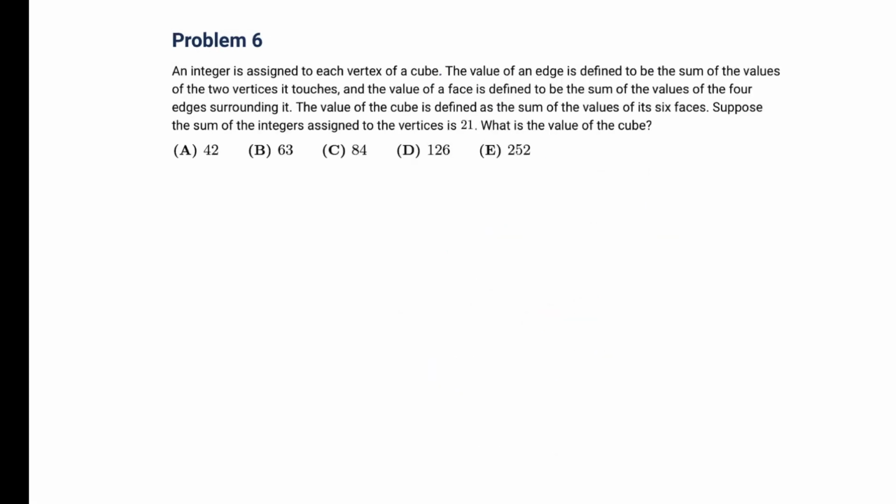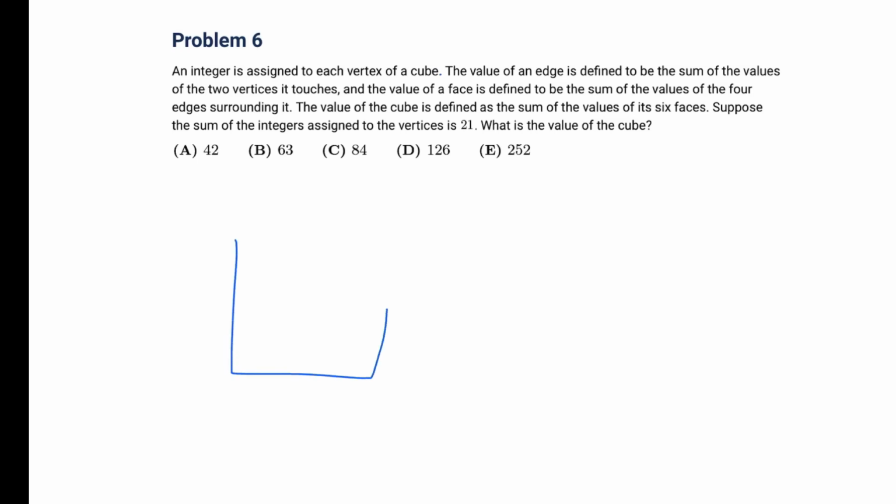An integer is assigned to each vertex of a cube. The value of an edge is defined to be the sum of the values of the two vertices it touches. And the value of a face is defined to be the sum of the values of the 4 edges surrounding it. The value of the cube is defined as the sum of the values of its 6 faces. Suppose the sum of the integers assigned to the vertices is 21. What is the value of the cube?